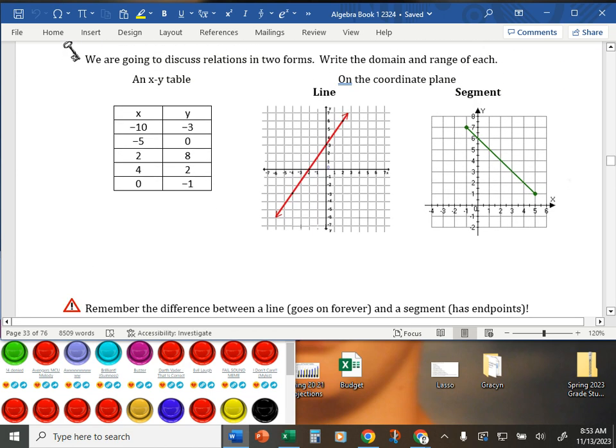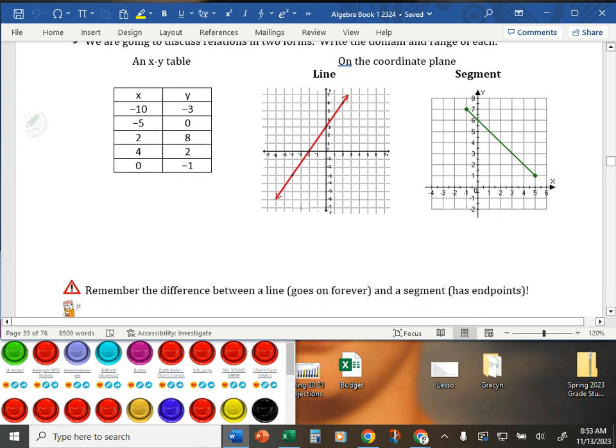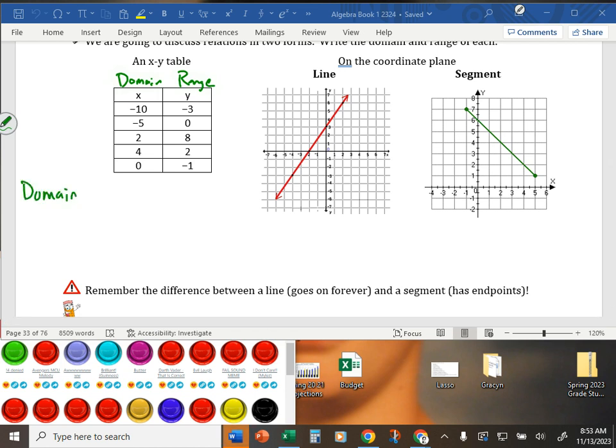So the two types of relations, you've got a function table. What a function table does is kind of nice because it literally groups your domain and range together, right? The domain would be all these x values, and the range is all the y values. So when you're writing the domain and the range for a function table, you just have to recreate the list. The x values of this relation are -10, -5, 2, 4, and 0.